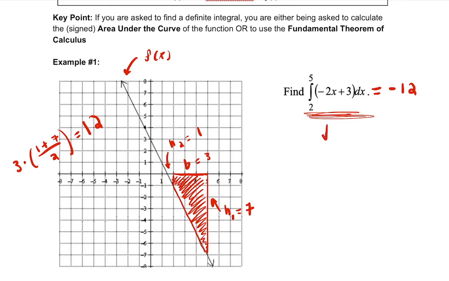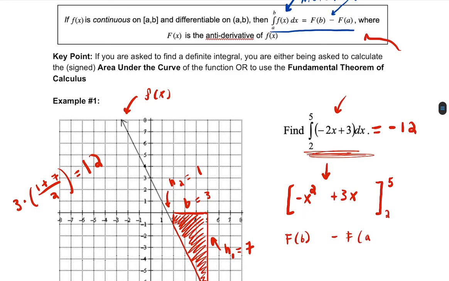And here is the typical notation that you're going to see. You're going to take the antiderivative and put it inside these brackets. And so the antiderivative of negative 2x plus 3 is going to be negative x squared plus 3x, right? Because the derivative of negative x squared is negative 2x, plus 3x. So if you took that derivative, you'd have this integrand, right? And the notation you see, we're going to take that 2 and that 5 and we're going to put them on the right-hand side here. And what this is shorthand for is F of b minus F of a from the fundamental theorem of calculus.